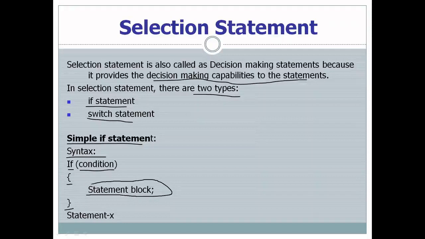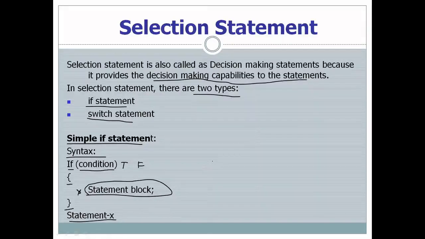Any number of statements can be included here. If the condition is true, this particular block is executed. And if the condition is false, this block will not be executed. Directly it goes to statement X. So this is simple if, and the statement block is only executed when the condition is true. Otherwise the statement block is not executed.